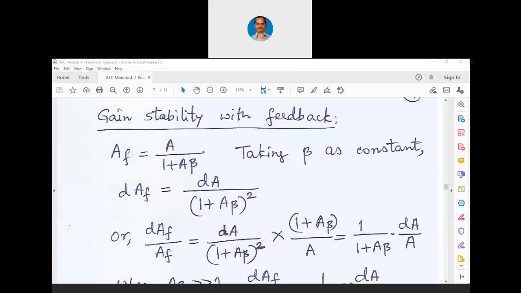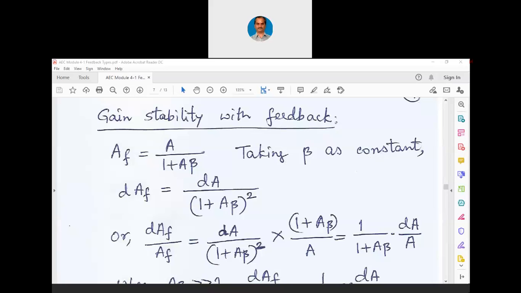So you can see on the screen now, AF is the gain with feedback, A is the gain without feedback. So we already know that AF is equal to A by 1 plus A beta, where beta is the fraction, that is a small percentage of the output taken back to the input. Now let us take beta as constant, because we want to characterize this A and AF in terms of beta.